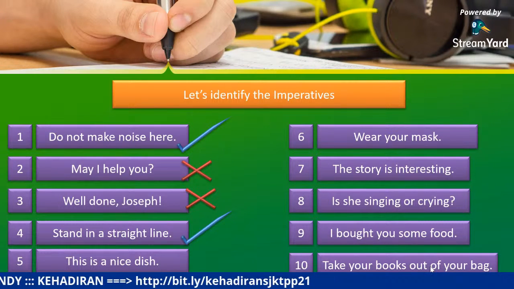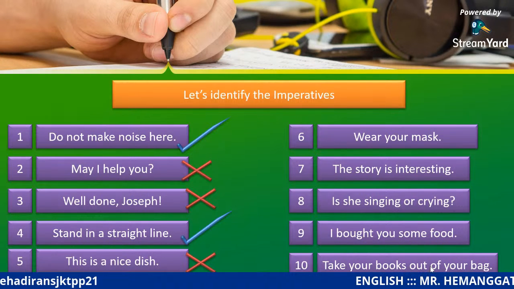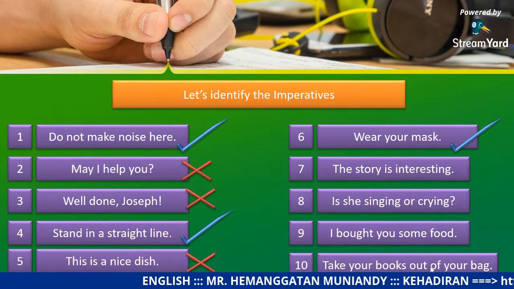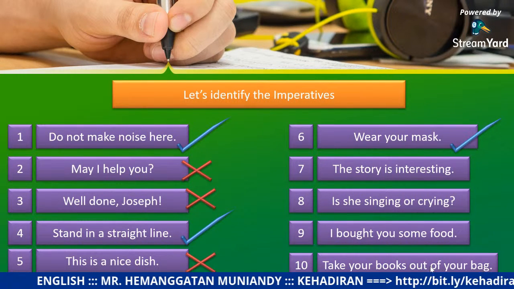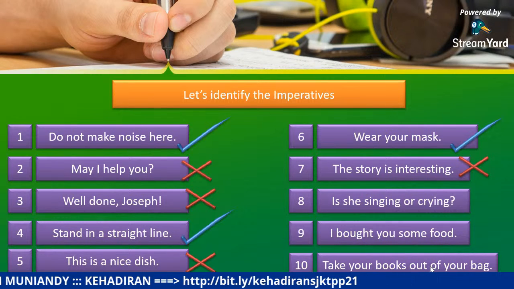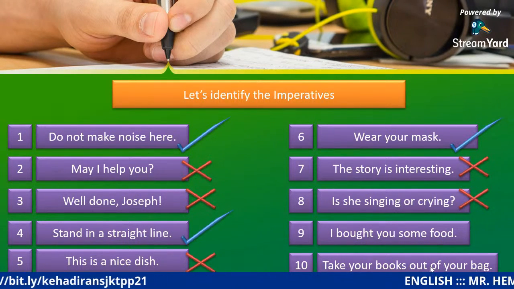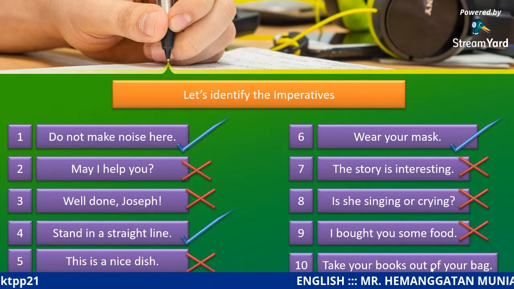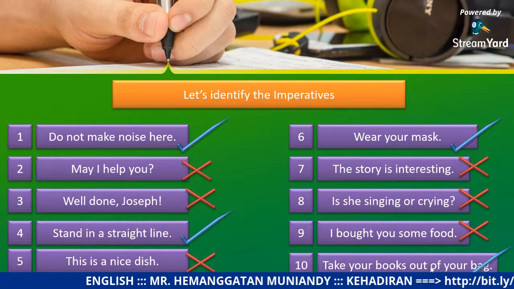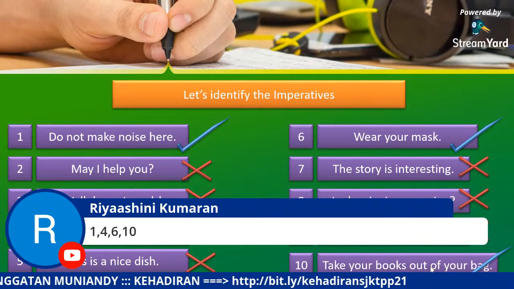All right. Number 5, this is a nice dish. It's information. Okay. All right. Wear your mask is definitely correct. The story is interesting. No, it's information. Is she singing or crying? It's a question. I bought you some food is information. And lastly, number 10, take your books out of your bag is definitely an instruction, or imperative.